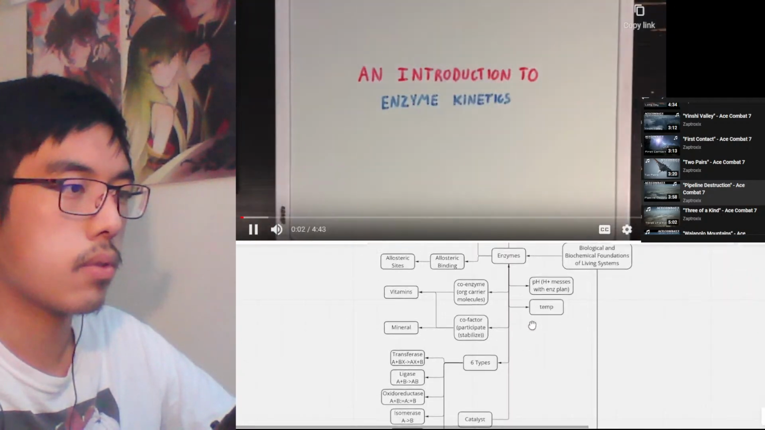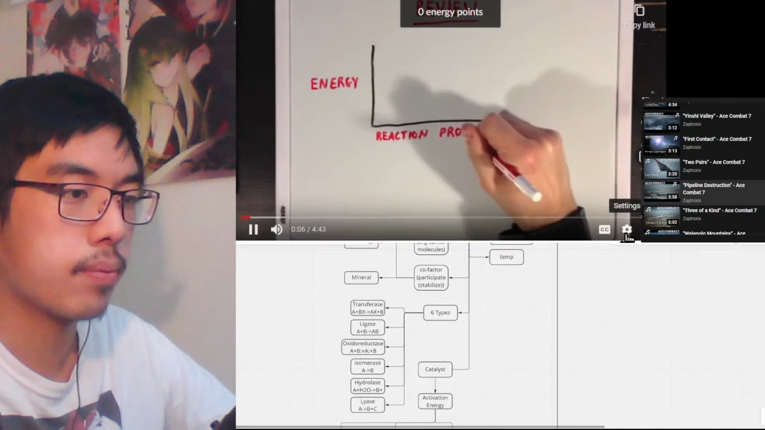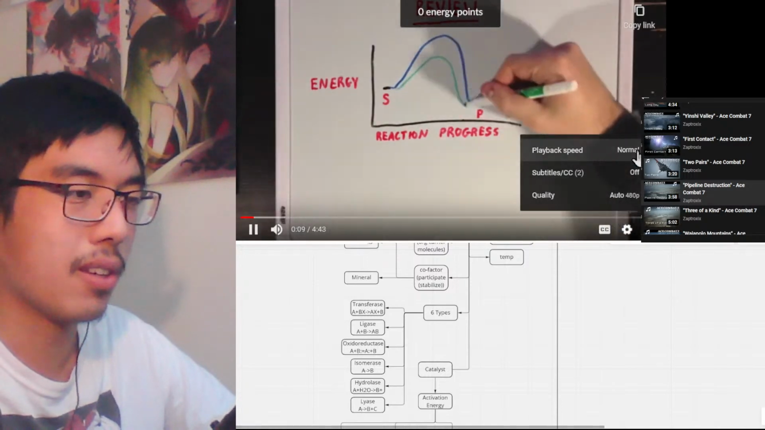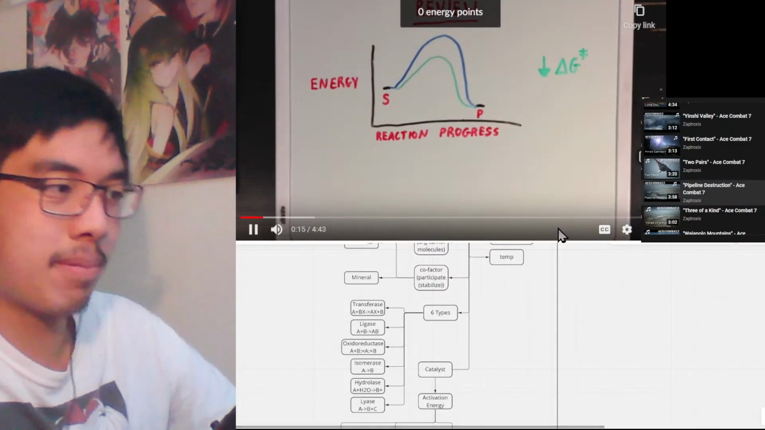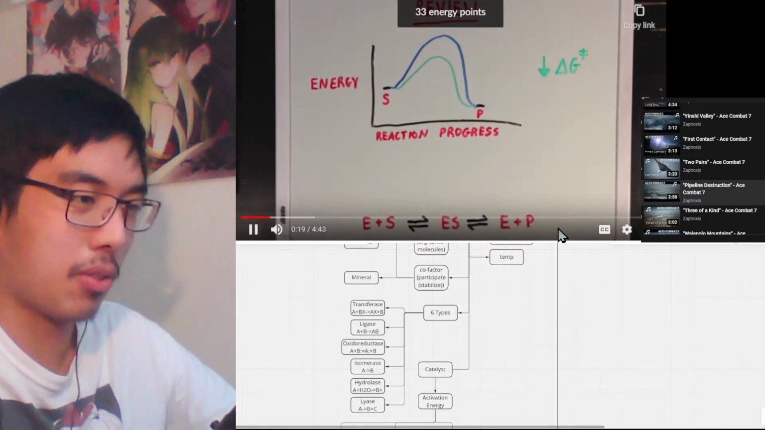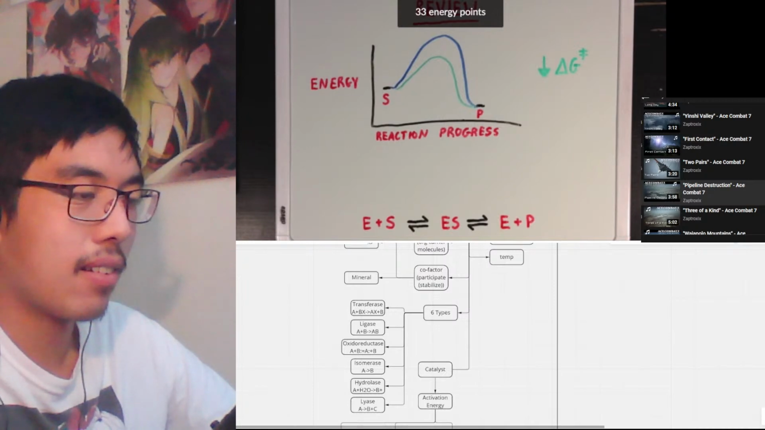So we're going to talk about enzyme kinetics today. But first, let's review the idea that enzymes speed up reactions by lowering the delta G of the transition state, or lowering the activation energy of a reaction. And also remember, for this to happen, the reacting substrate, which we call S, will bind to the enzyme E to make the enzyme-substrate complex, ES, before being turned into product, P.